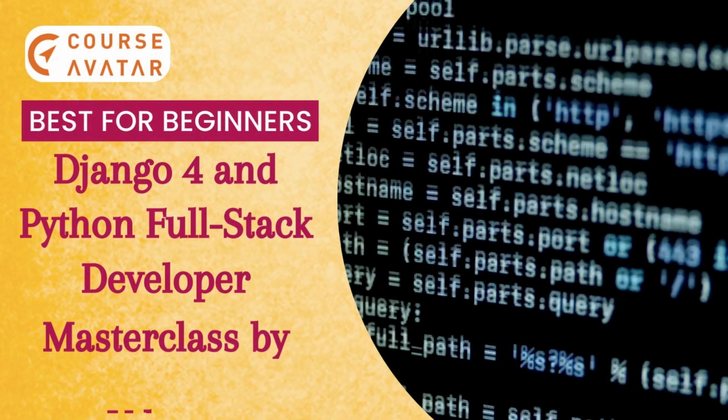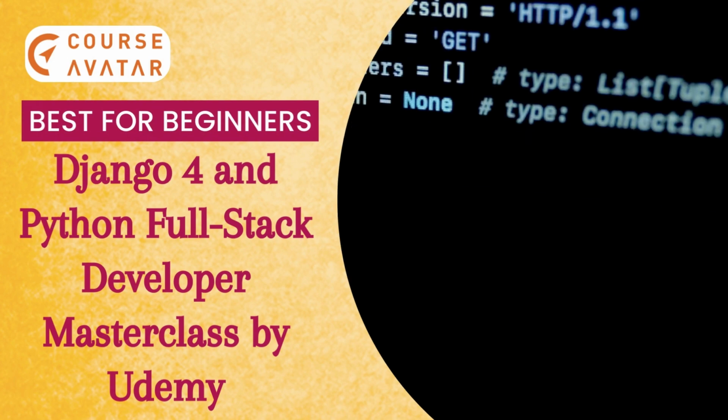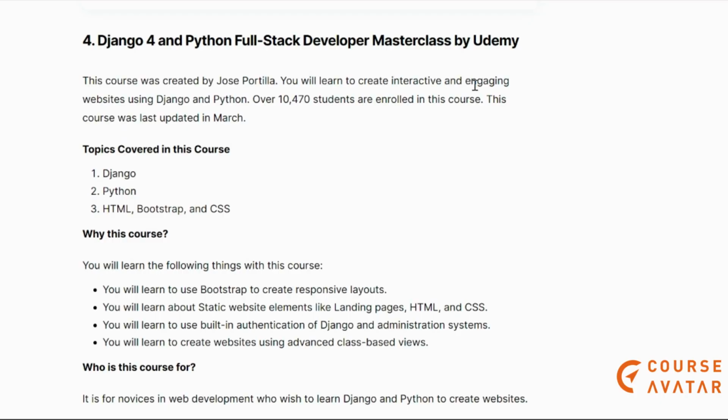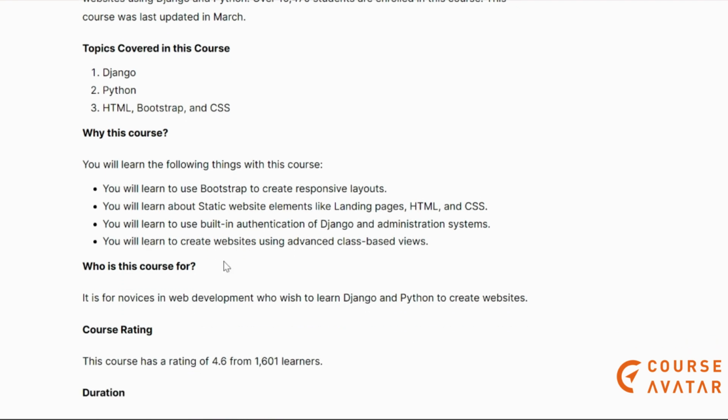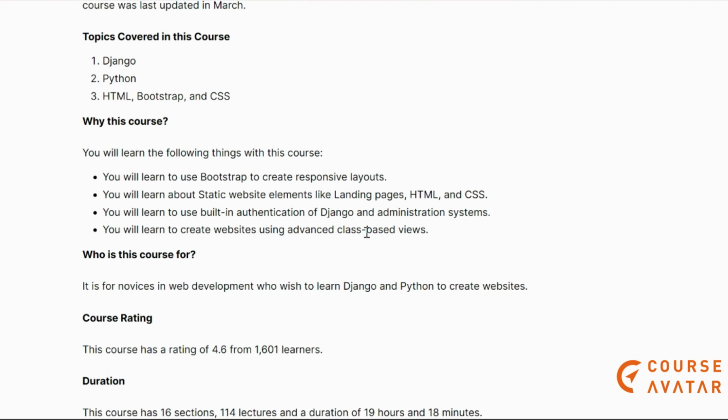Our fourth course is Django 4 and Python Full Stack Developer Masterclass, provided by Udemy, and here you will learn to create interactive and engaging websites using Django and Python. Here you will learn topics like HTML, Bootstrap, CSS, Django, Python, and you will learn to use Bootstrap to create responsive layouts. You will learn to use Django's built-in authentication and administration system.